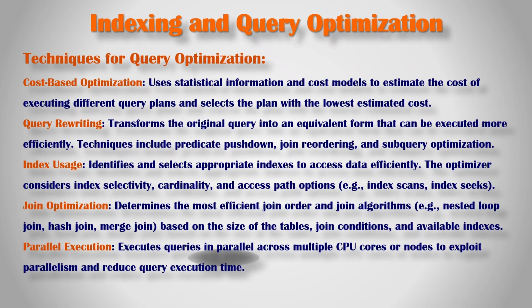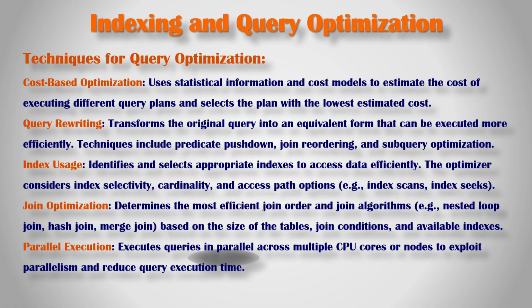Techniques for query optimization. Cost-based optimization uses statistical information and cost models to estimate the cost of executing different query plans and selects the plan with the lowest estimated cost. Query rewriting transforms the original query into an equivalent form that can be executed more efficiently. Techniques include predicate pushdown, join reordering, and subquery optimization. Index usage identifies and selects appropriate indexes to access data efficiently. The optimizer considers index selectivity, cardinality, and access path options.